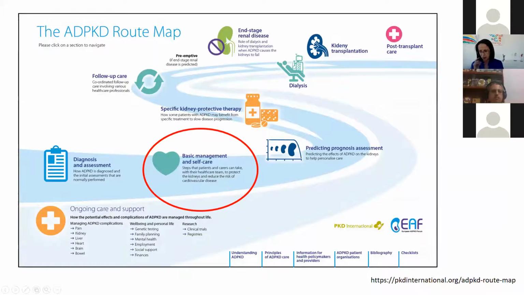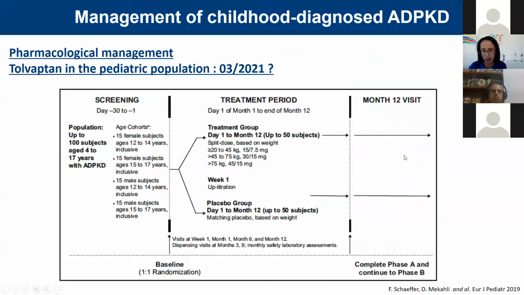I worked with PKD International and with the European ADPKD Forum on this ADPKD route map, and I would really advise you to go and download it. You can download it on an iPhone or a tablet, or you can also see it on the computer. It was mainly made by the PKD International Foundation, and it is made for patients. You can advise your patients, if they are curious and want to know more about their disease. Almost everything is explained on the disease, on transplantation, on dialysis, but also on basic management and self-care, on sport, food, everything. So I would really advise you to have a look at this ADPKD route map.